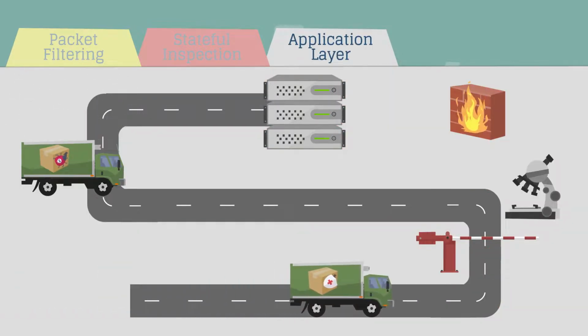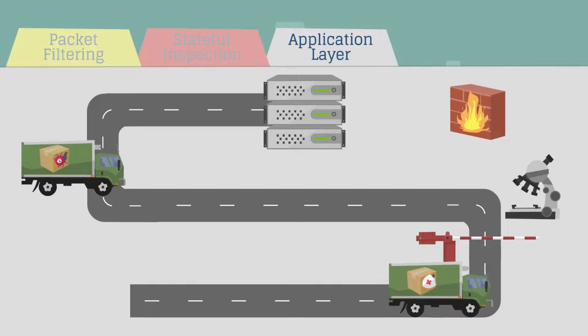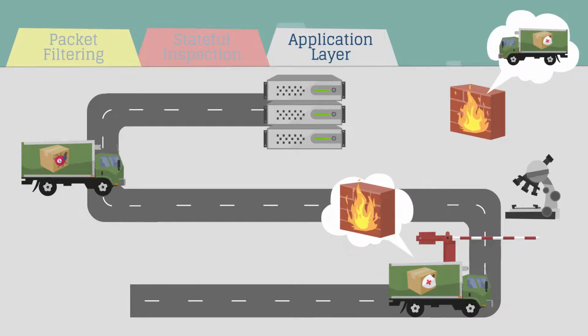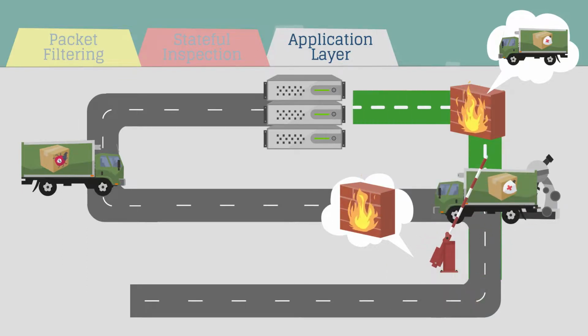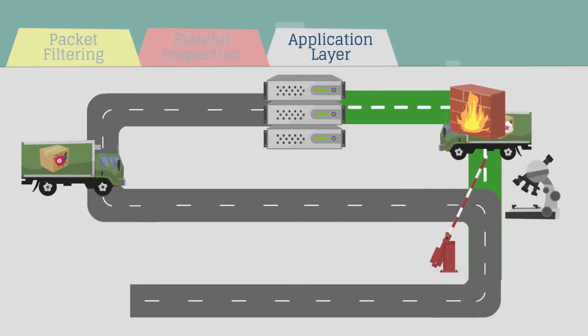Application layer firewalls are also known as proxy firewalls. Instead of an outsider accessing your internal network directly, the connection is established through the proxy firewall. The external client sends a request to the proxy firewall. After verifying the authenticity of the request, the proxy firewall forwards it to one of the internal devices or servers on the client's behalf.